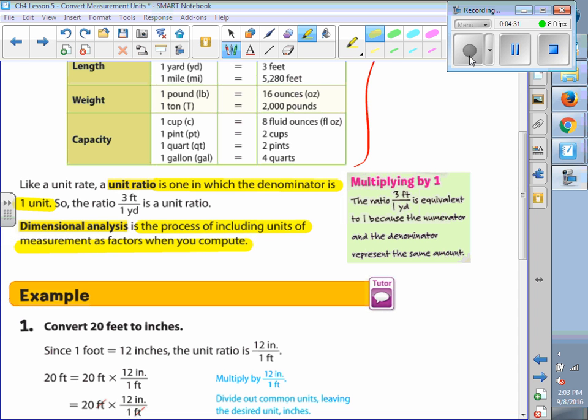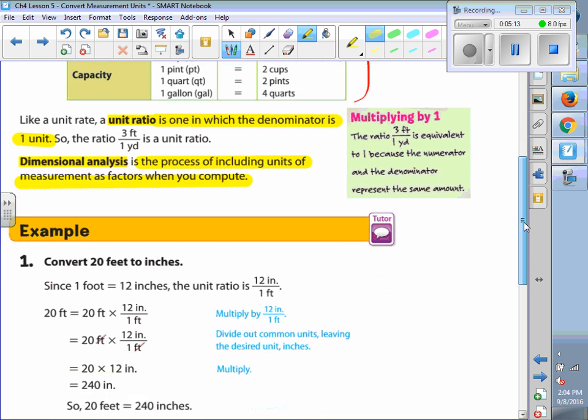Let me ask you this. What's 2 over 2? 1. What's 8 over 8? 1. What's 17 over 17? 1. What's 85 over 85? 1. What's stick over stick? 1. If you have the same thing in the numerator as you do in the denominator, it's equal to 1. Okay? So, if I'm multiplying by 3 feet over 1 yard, which is equal to 1, does it change anything? No, it just makes it look different. Right? Is everybody clear with that? Yeah. All right. So let's take a look at this first example.